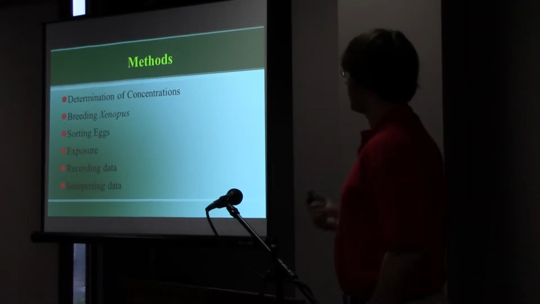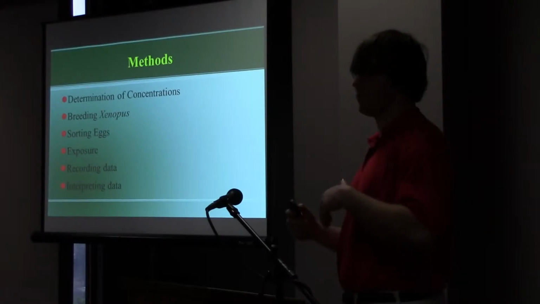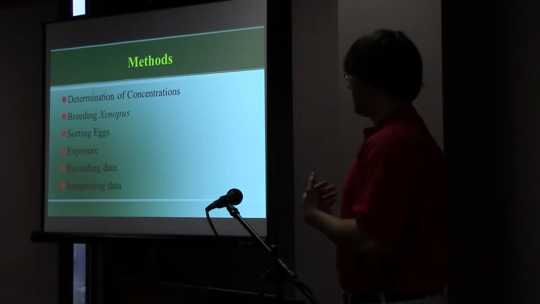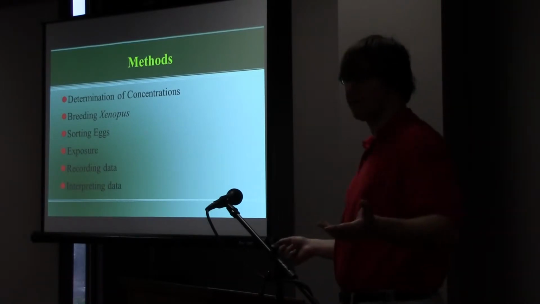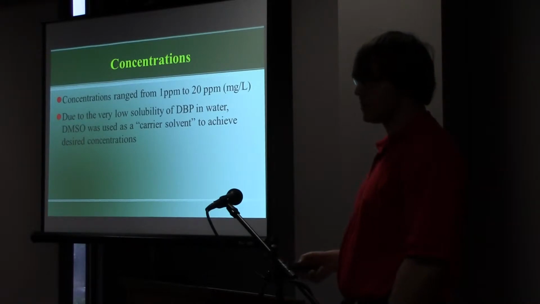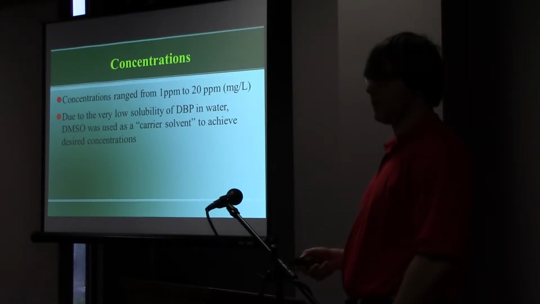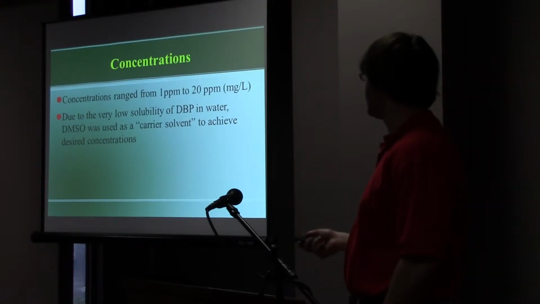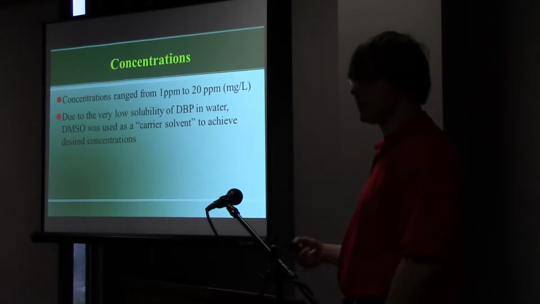Here are our methods. We have to determine concentrations, breed the Xenopus, then once we have them bred, sort their eggs, expose them to concentrations, then record data off of that and interpret what that data would mean. For the concentrations, we use 1 to 20 ppm, which is milligrams per liter, so one part per million. One penny out of a million pennies would be a good way to look at that.